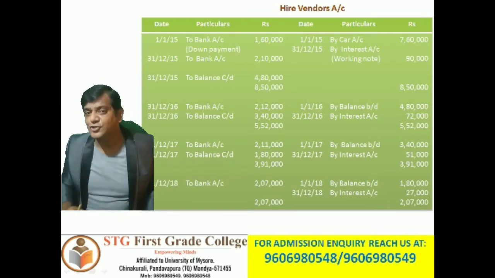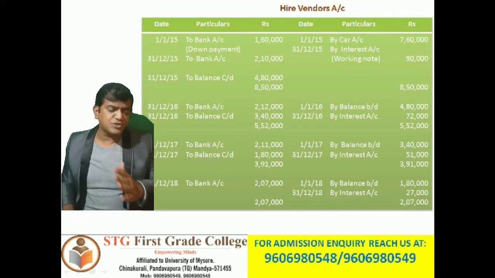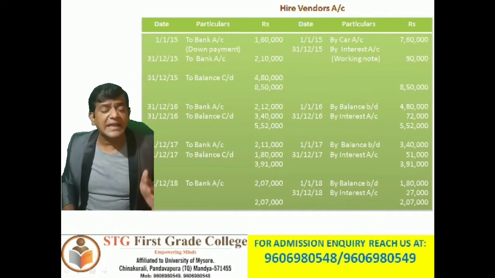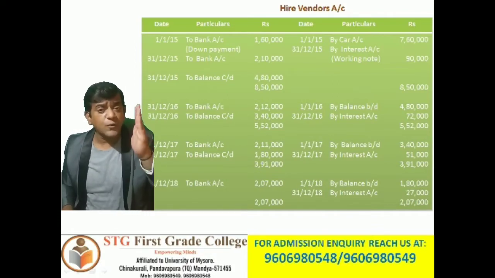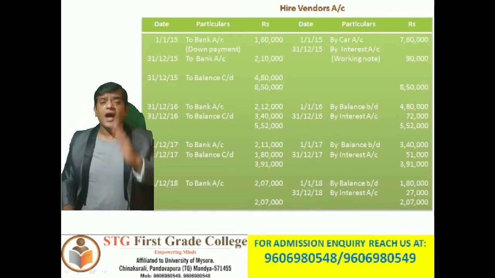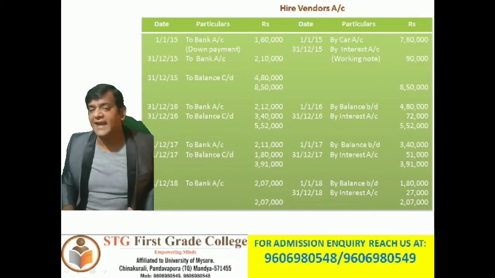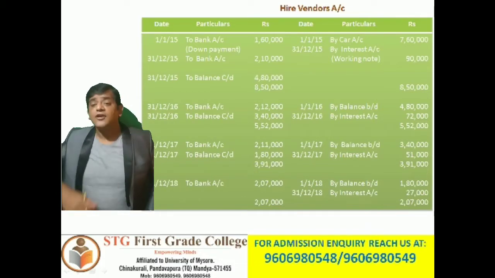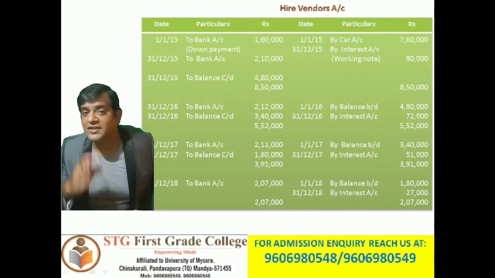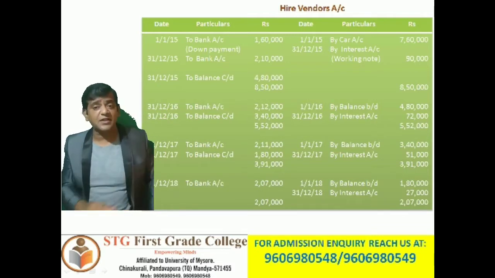Now come back to the debit column. On 1/1/2015 to bank account. That is first down payment which has been paid. How much the down payment made? 1,60,000. That is correct. So now go back to the credit side of the table.